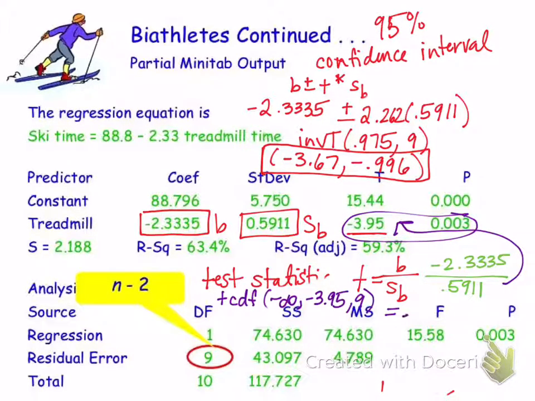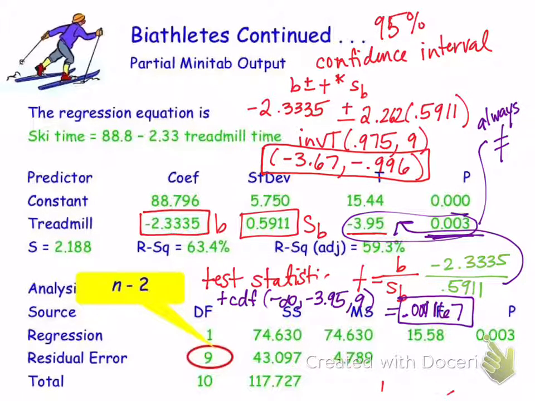I got 0.00167. Yeah, that's what I got. Which is different than 0.003. Okay, it's different. And let me tell you why it's different. This is very important. So, the p-value given in a computer output is always a not equal to. So, it's always a not equal to test.